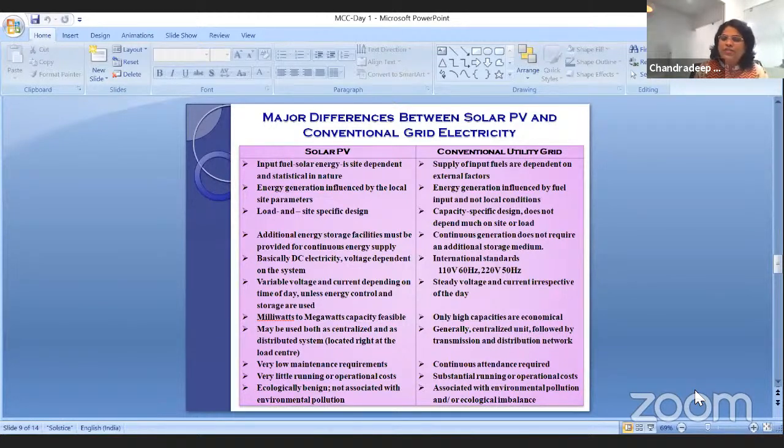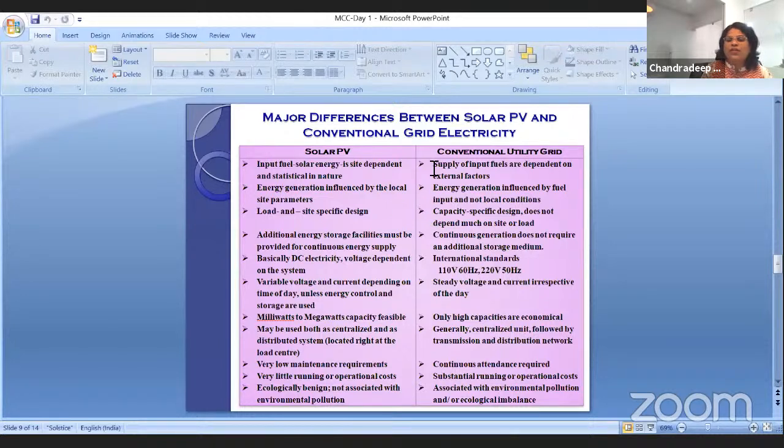One major advantage I mentioned is the modular character of the technology. You can customize your product in the case of solar PV. So we see slight differences here. The first one is input fuel: solar energy is site dependent and statistical in nature. The radiation which is falling in your college is not the same as the radiation falling in Hyderabad. If the radiation falling in Aurangabad is high, then generation will be high. But if the radiation falling in Hyderabad is low, then generation will be low. So it is site dependent.